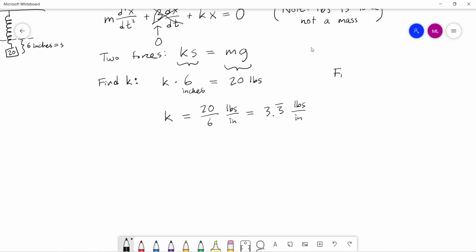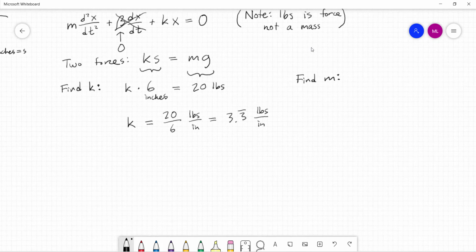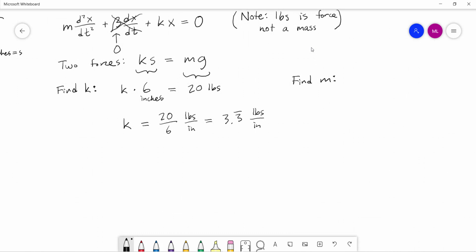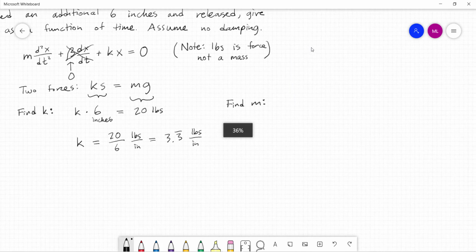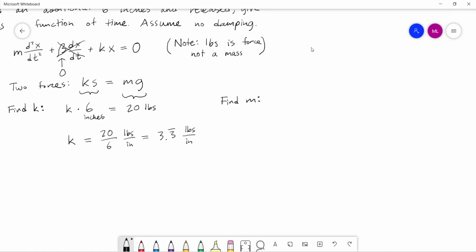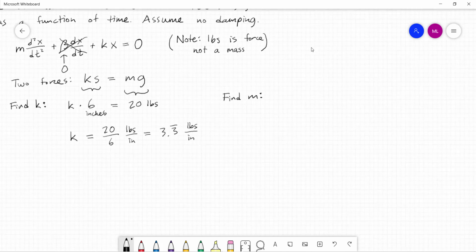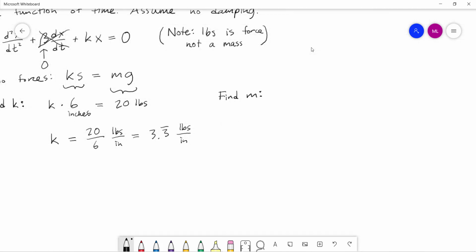Now over here, I want to find m. Again, m is given in the units of mass in imperial units, which is slugs. So I'm going to call this mg, which we already know is equal to 20 pounds, but we also know the gravitational acceleration g. In this case, mg equals 20, but g we will approximate as 32 feet per second squared.